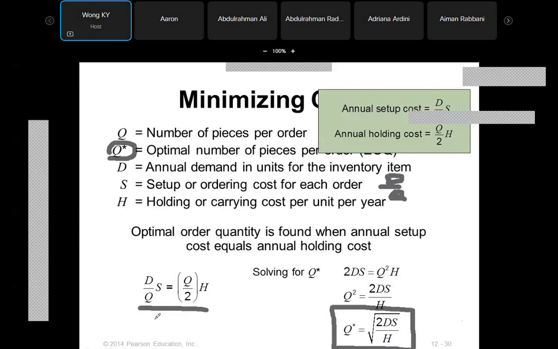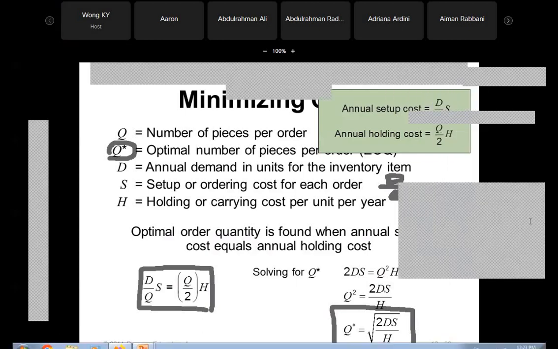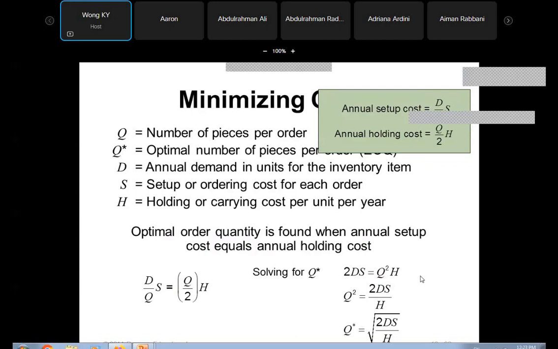So how we get this is from here. I already said Q star, the optimum order quantity, happens when the setup cost equals to the holding cost. Okay, so we equate these two costs and we solve for Q, you get this. Okay, any questions so far? Quiet means no question. Okay, no question, then we look at one example.